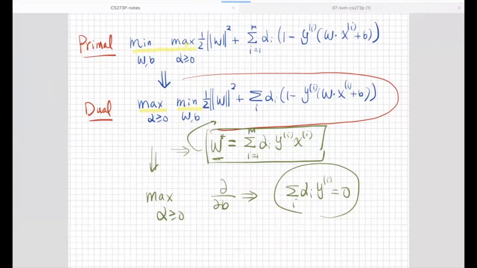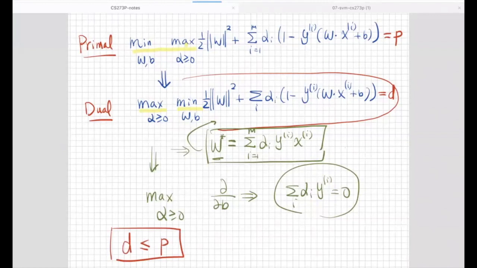What I mean is, suppose this is your optimal solution, the minimum over these variables equal to D, and the other solution equal to P. These are the optimal values of the function after solving. In general, D is less than or equal to P, which means there is something called a duality gap between these two problems. In general they are not equivalent, which means the solution of this problem may not be the same as the solution of the primal problem.